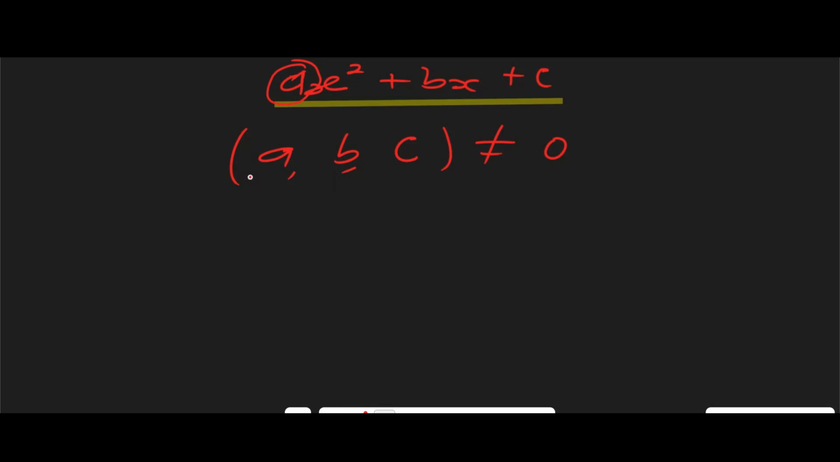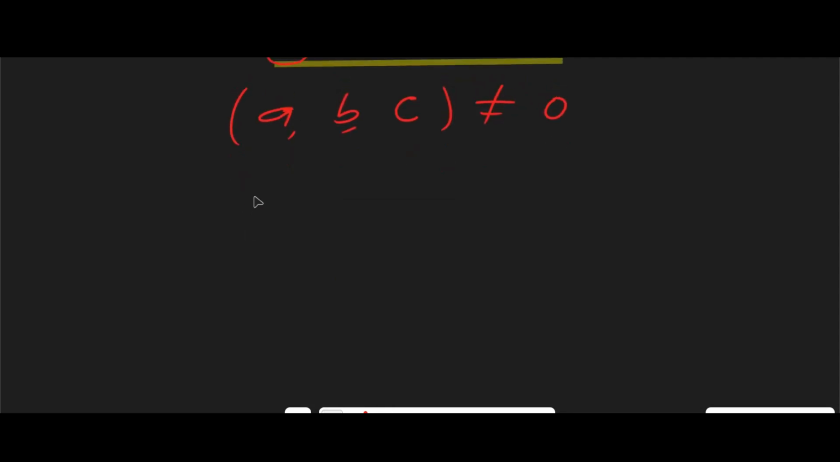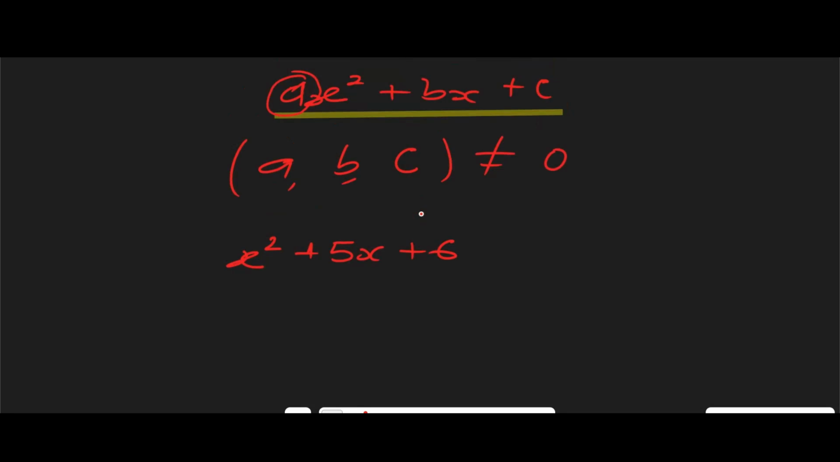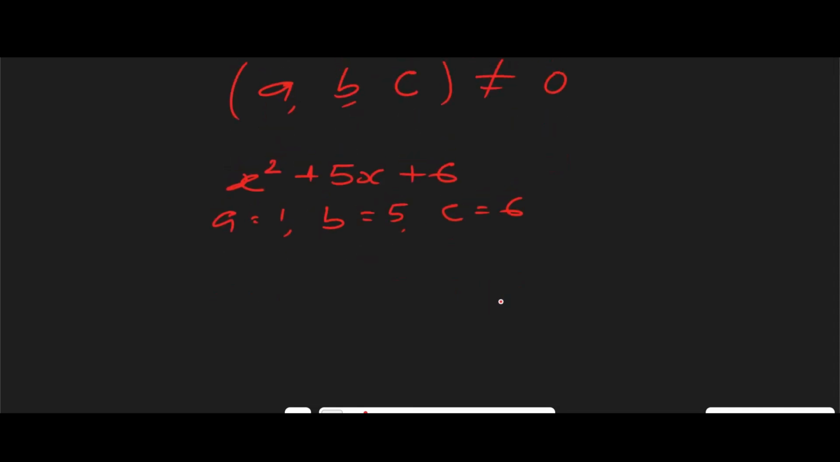We have this expression. How do we factorize x squared plus 5x plus 6? Comparing this expression to the general form, we can see that a is equal to 1, b is equal to 5, and c is equal to 6. How do we factorize? We can't use the common factors approach because we don't have any common factor in the 3 terms here. You can check for yourself. We don't have any common factor, so we can't use the common factors approach.